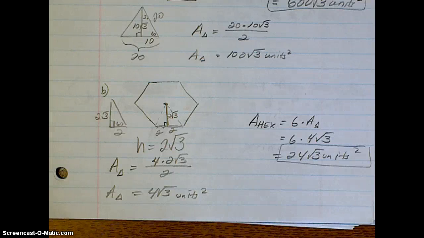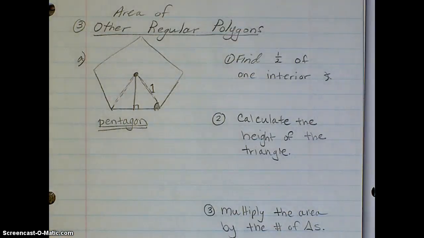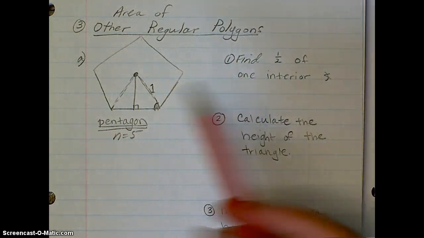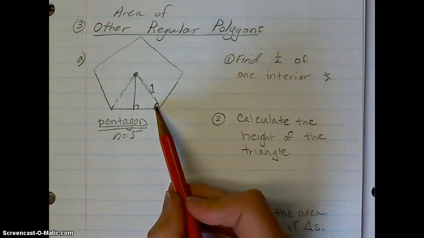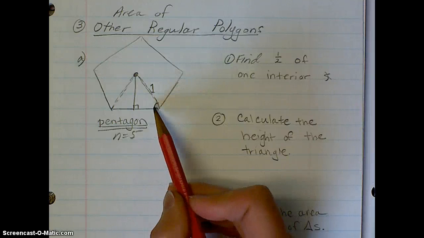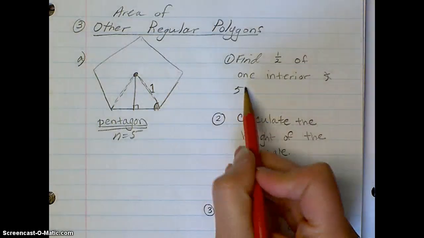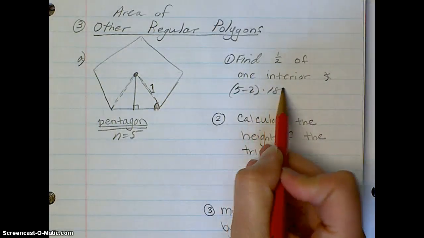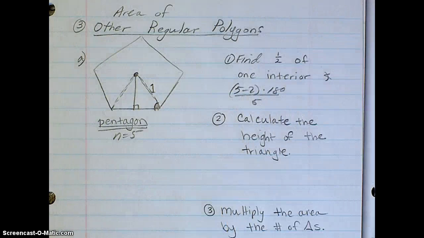besides hexagons. Okay, so example 3, finding the area of other regular polygons. I'm going to start off with a pentagon. Remember, that means that we have 5 sides. Your first step is to find half of one interior angle, just like we did for a hexagon. Remember, it came out to be 60, but in this case, it's going to be something else. So I'm going to have 5 minus 2 times 180 divided by 5.